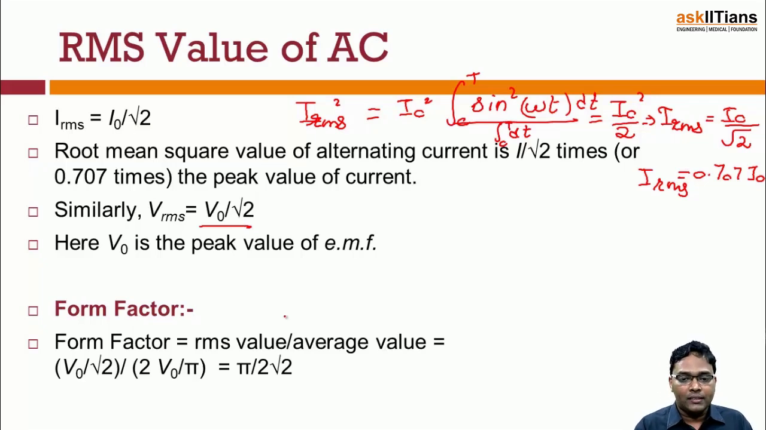So form factor is defined as the RMS value divided by the average value. So you get V naught divided by root 2, and the average value is twice V naught divided by pi. So this particular expression is giving you the form factor. It's nothing but a constant factor. It is irrespective of what is the maximum value of voltage, what is the maximum value of current, it does not matter. It's just a constant for an alternating current.